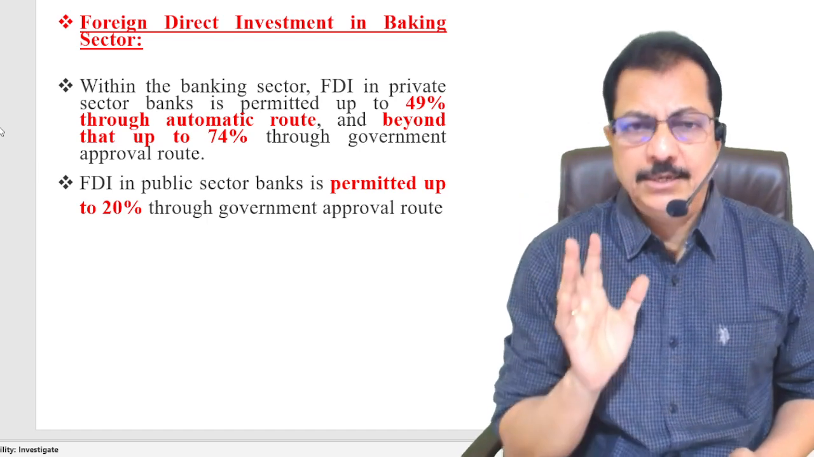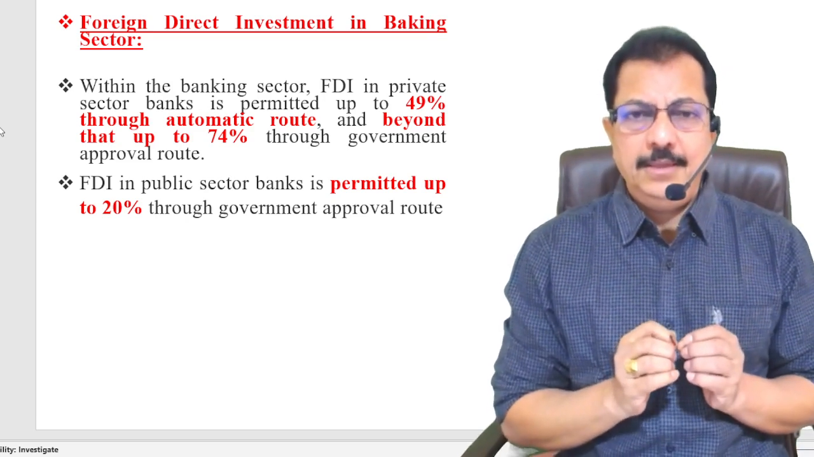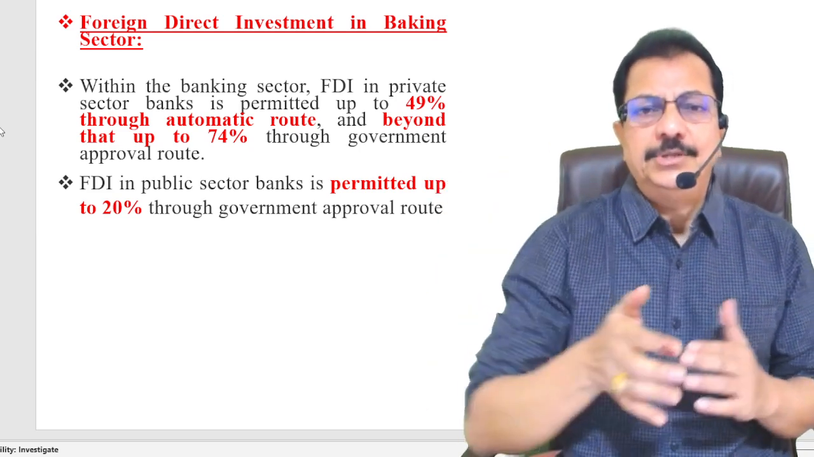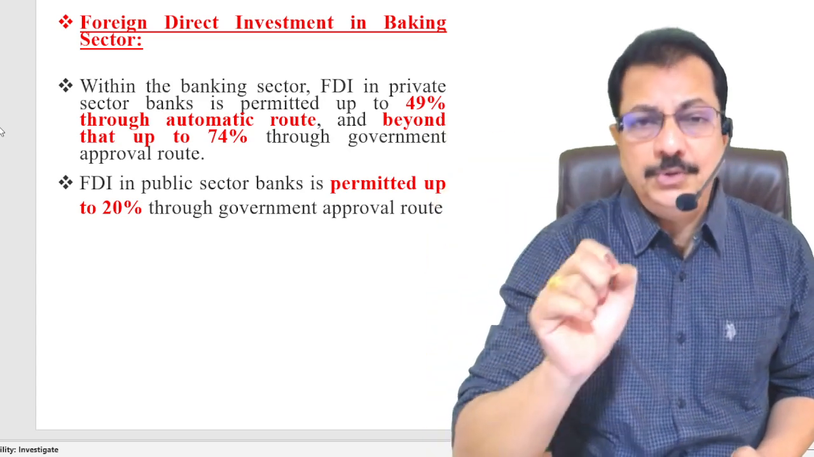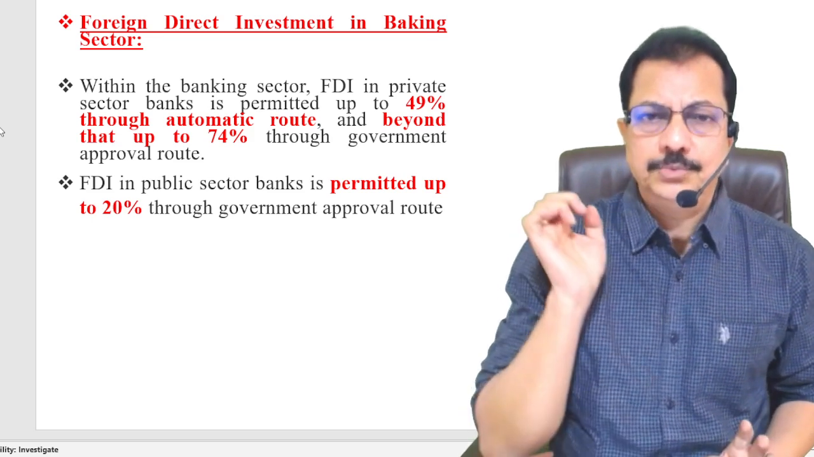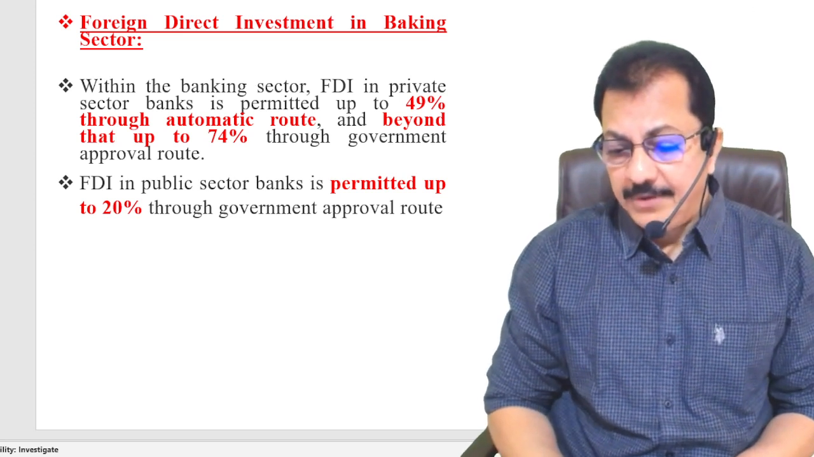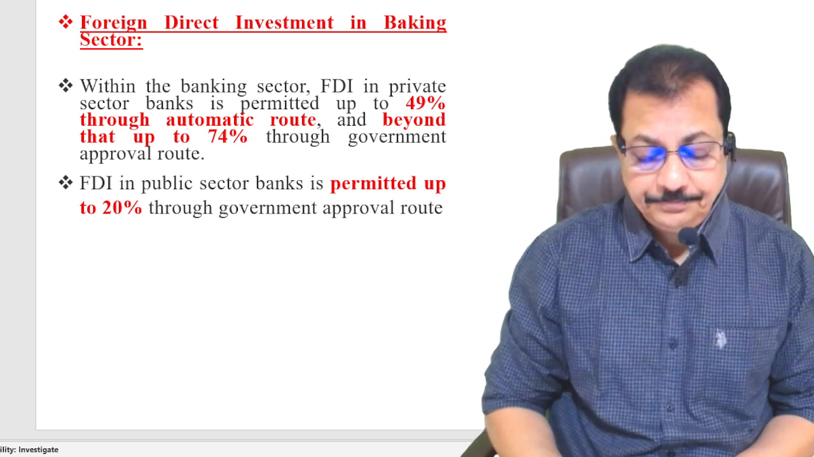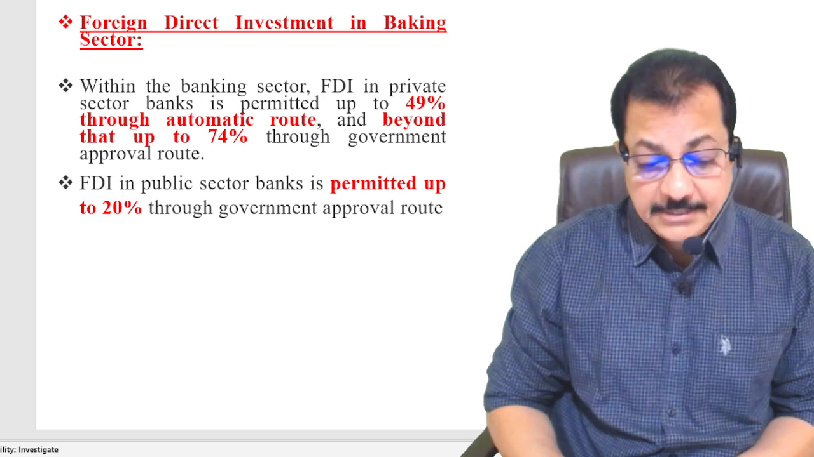In the banking sector today, in the private sector, if you are bringing in FDI up to a certain percentage, that is the automatic route. Beyond that certain percentage, you should take government approval, that is called the government approval route. Am I clear? So now I'll show you very clearly. In private sector banks, please note down very clearly. I am talking only about the banking sector, and that too the private sector banks.